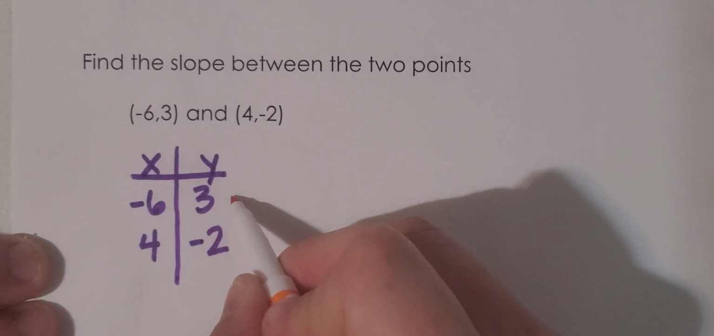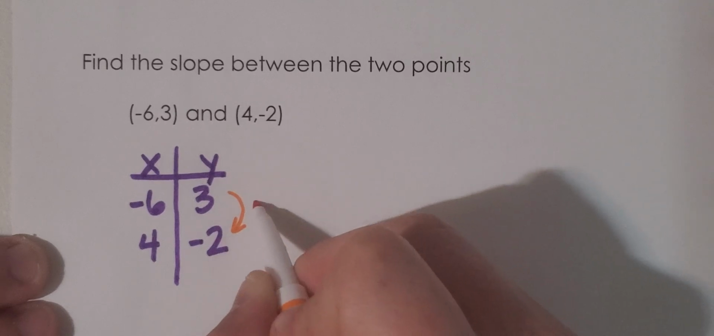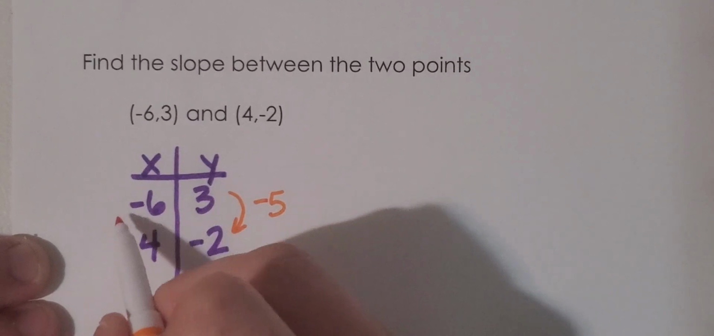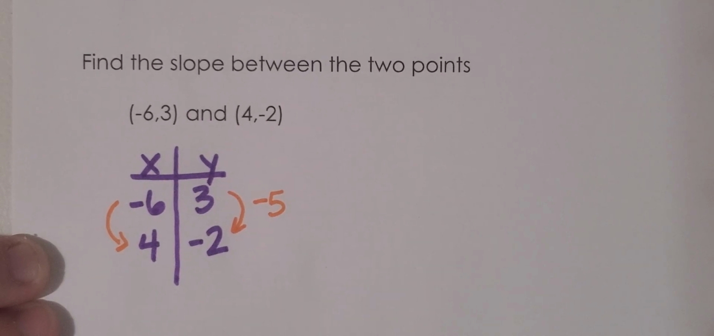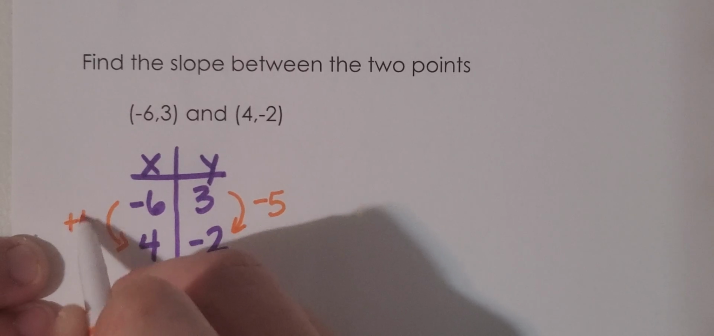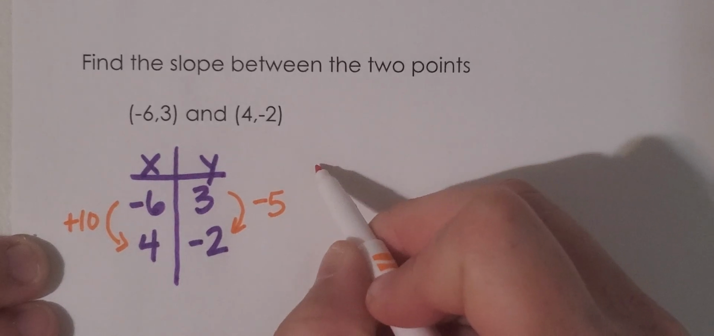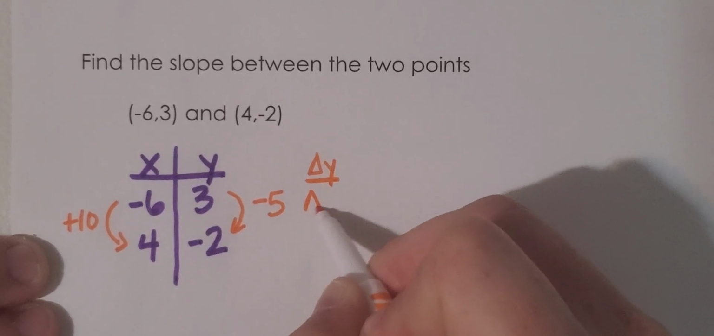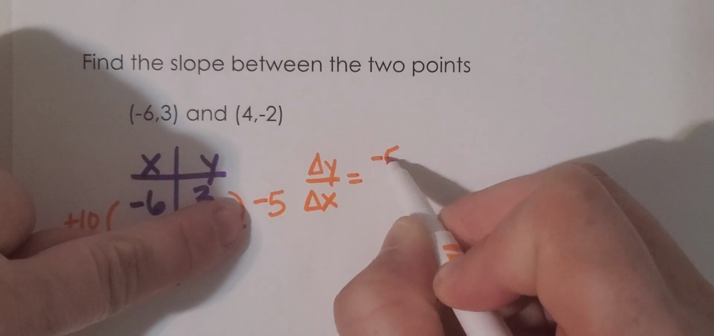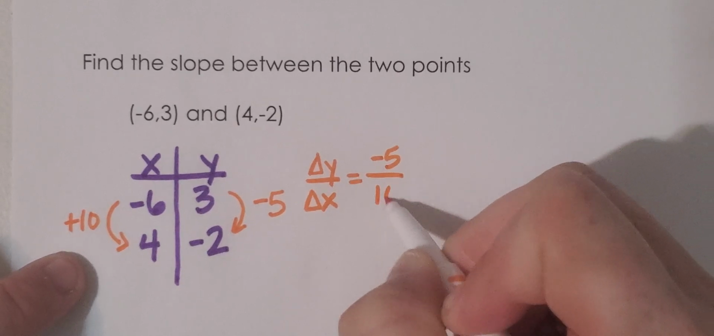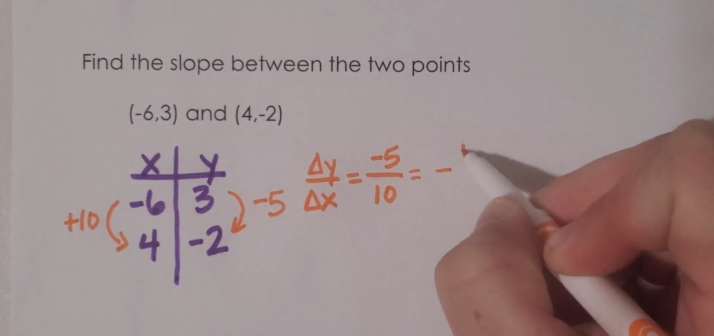When I make this, I know that I'm trying to find the difference or how this 3 changes to a -2. And I would be subtracting 5. And then I can figure out how this -6 goes to a +4, and that is going to be adding 10. When I do my change in y over my change in x, I'm going to take my -5, it'll go on top, my +10 will go on the bottom, and when I simplify this down, it would be -1/2.